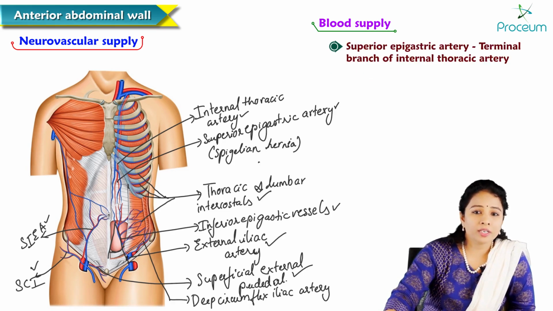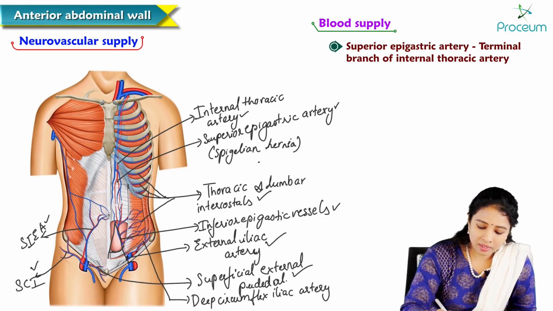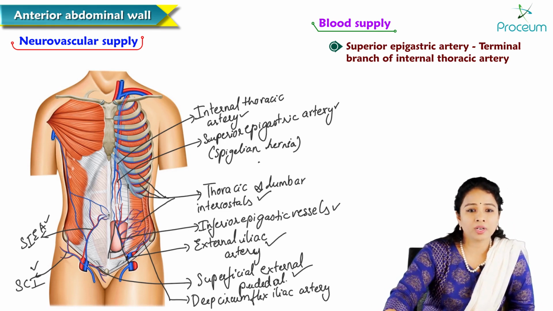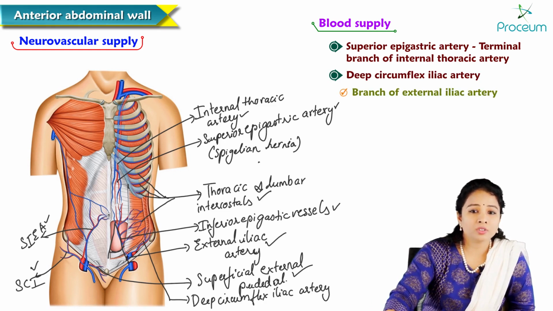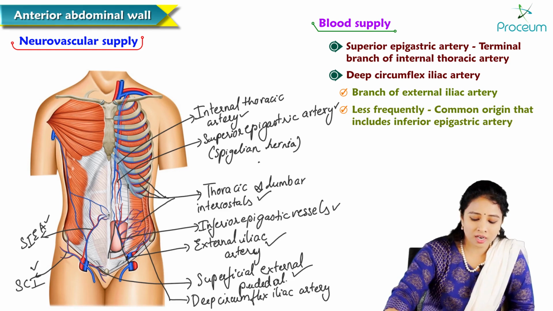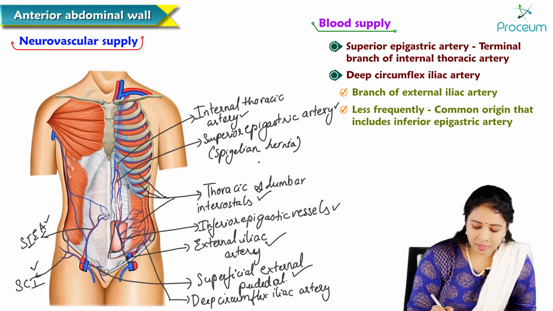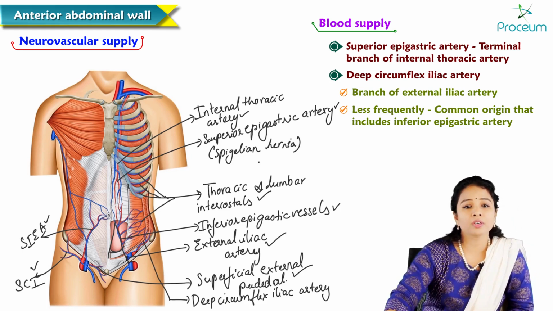Next, regarding the superior epigastric artery, it is the terminal branch of internal thoracic artery. The deep circumflex iliac arteries are also branches of external iliac artery and less frequently from inferior epigastric. Sometimes it may get origin from inferior epigastric artery as well, but commonly it is a branch of external iliac artery. So we can see from the external iliac, deep circumflex iliac artery is given off.